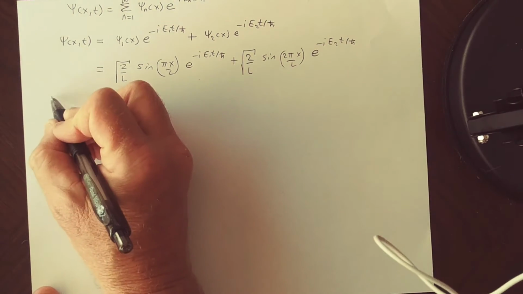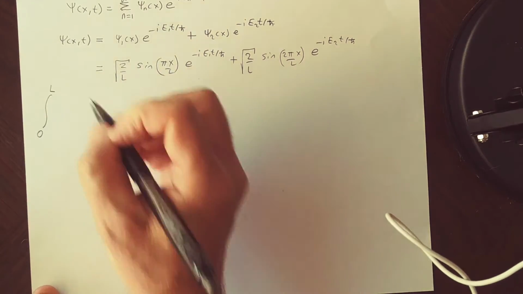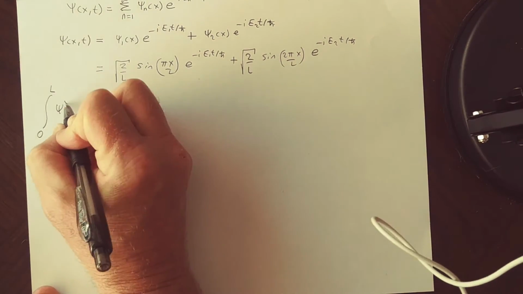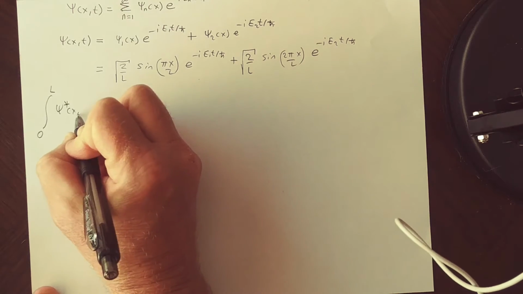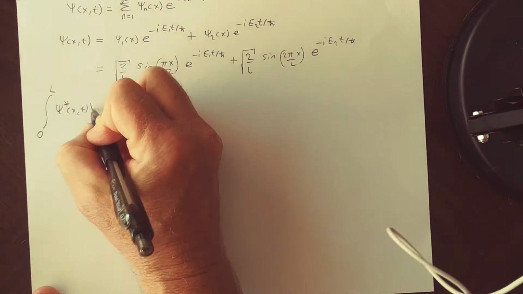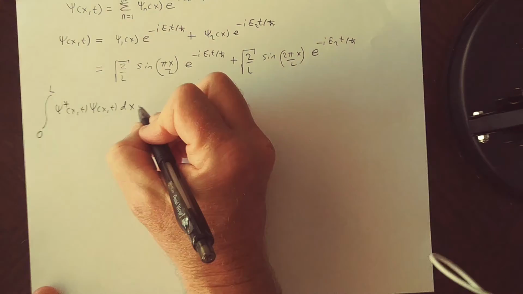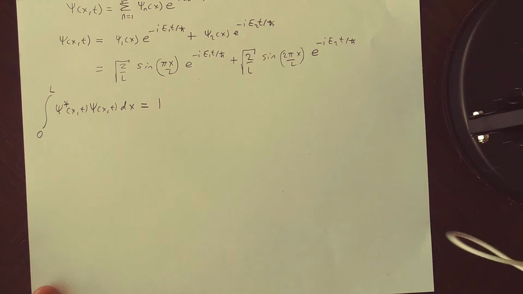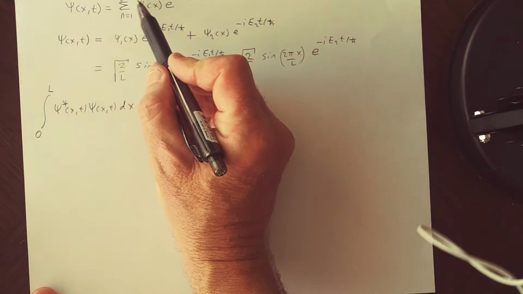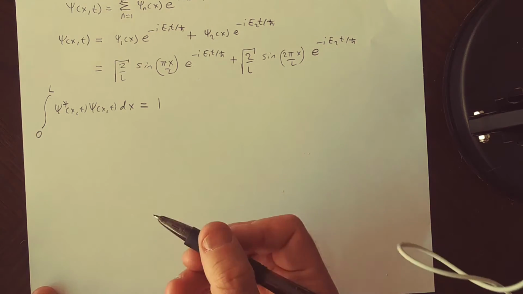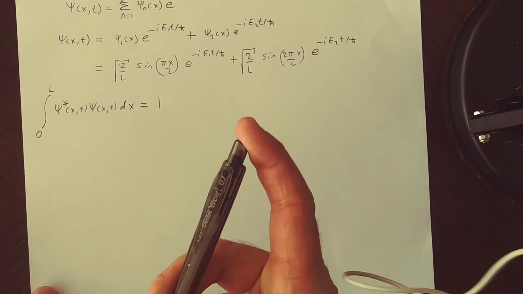And we know that if we integrate from 0 to L, psi star of x and t, psi of x and t dx, this needs to be equal to 1. We'll now show that we will not get this, and so we will correct this expression, but we'll be able to get there by understanding what we did wrong.